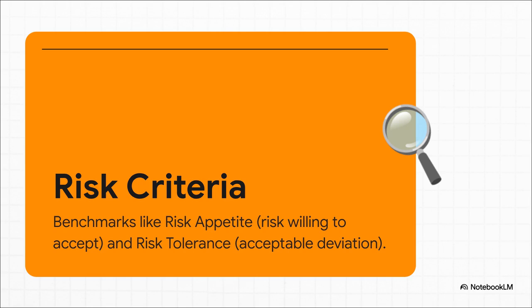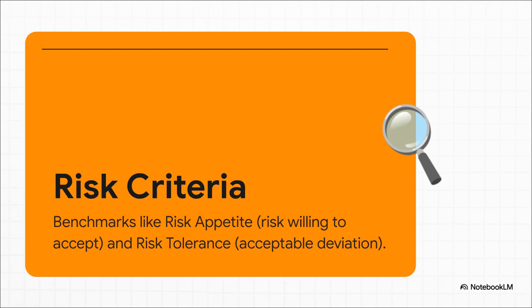Think of risk appetite as the organization's big picture strategy on how much risk it's willing to accept to achieve its goals. Then risk tolerance is more tactical. It's the specific, measurable amount of wiggle room it has around that appetite. These benchmarks are basically the yardsticks we're going to use for measurement. And when you do that comparison, it naturally leads you right into step three, prioritizing the risks.